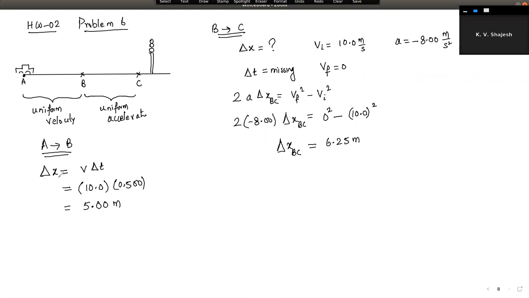And the earlier distance that we calculated, that was delta x AB. So the total distance that the car has moved since he or she saw the lights is delta x AB plus delta x BC. That's 5.00 plus 6.25. All the numbers are 3 sig digits. So this will be 5 plus 6, 11.25 meters, but it should be three sig digits, so it's 11.3 meters. That's the distance that's asked for.